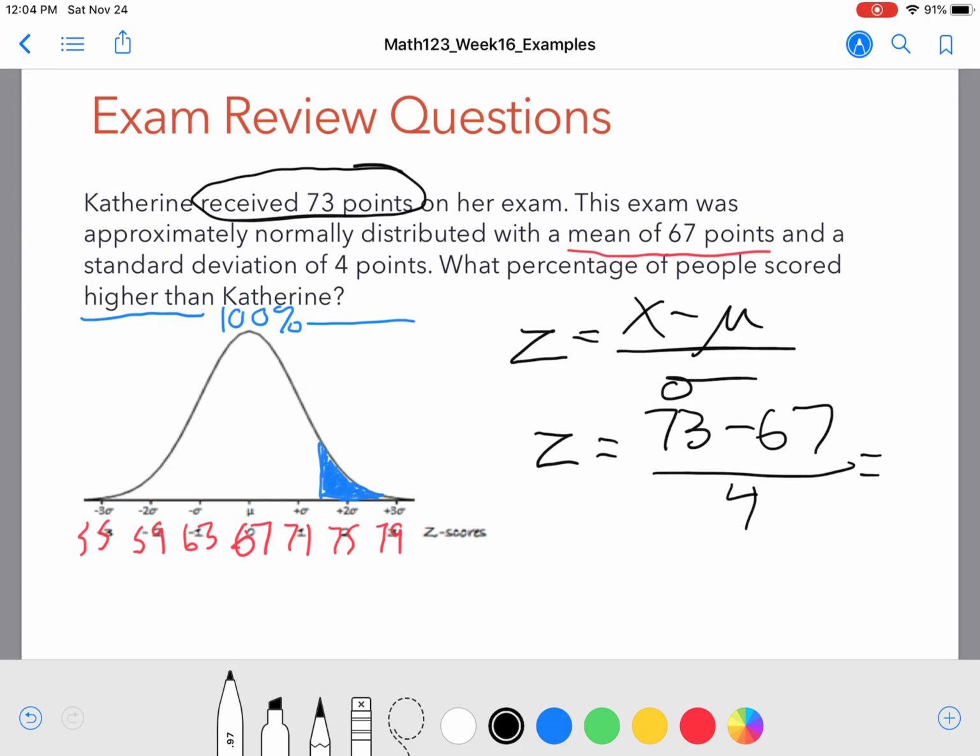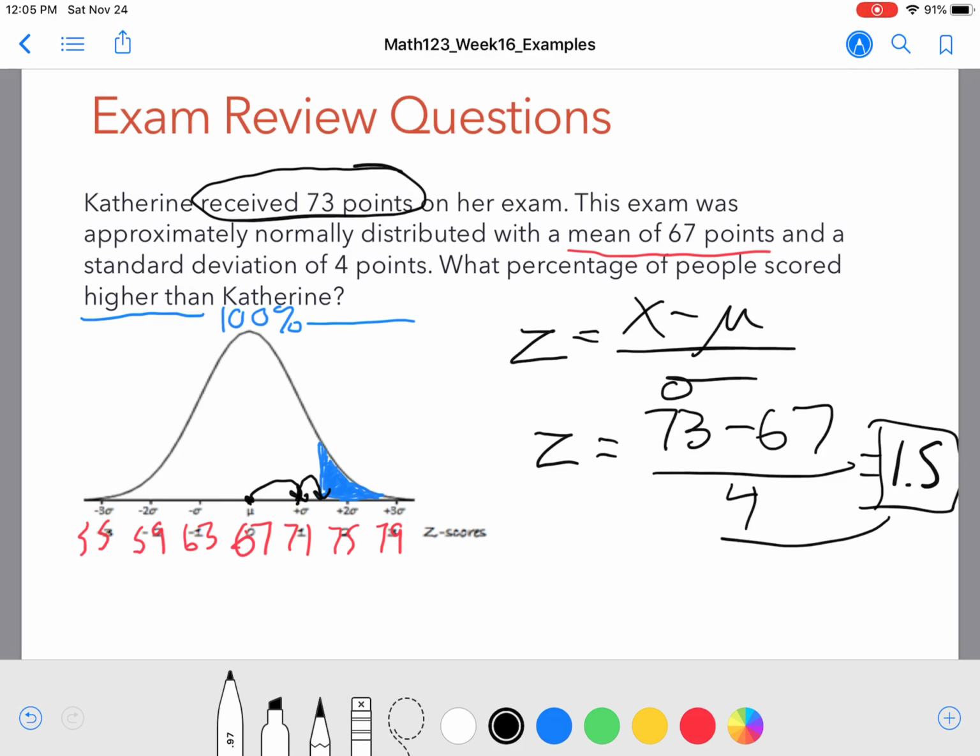Make sure in your calculator you do 73 minus 67, hit enter, and then divide by 4. And I get an answer of 1.5. So that's the z-score. And then you always want to make sure your z-score makes sense. So in our case, Catherine scored higher than the mean, so it does make sense that it's positive. And if we look, here's our mean right here, 67. She scored one whole standard deviation, and then another half. So that's why this is 1.5.